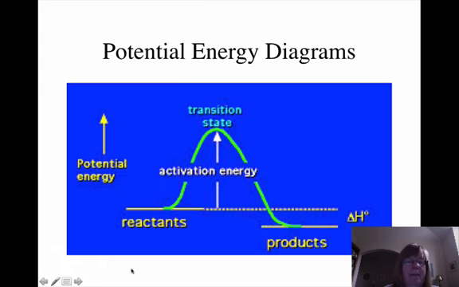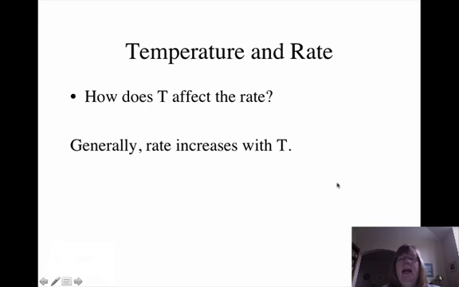So the molecules are colliding, and they have to collide in the right orientation, and they have to have enough energy to get to the top of the hill, and that's where the bonds break and form. And if they get up there, then they're going to go on to products. So let's go ahead and talk about the temperature and the rate.